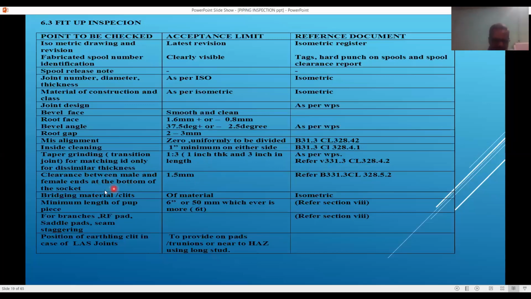Clearance between male and female ends at the bottom of the socket. Sometimes they use socket welding. In that case, the gap should be 1.5 mm. Refer to B31.3, clause 328.5.2. It is also very clearly mentioned.